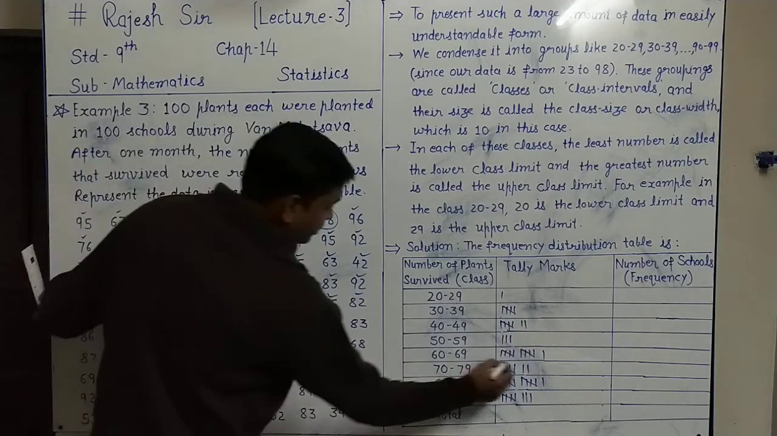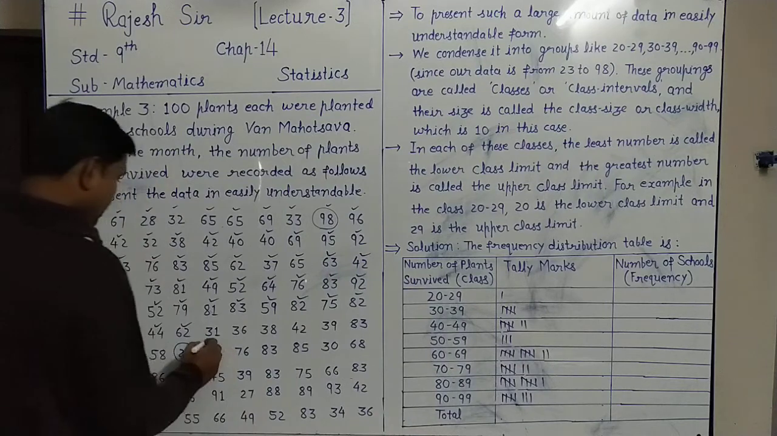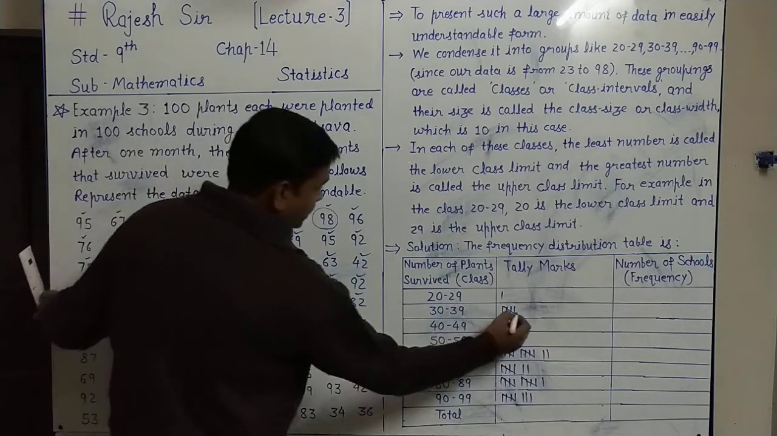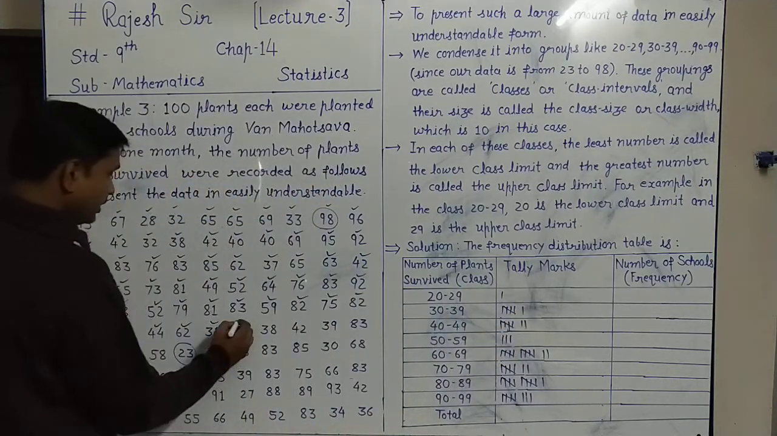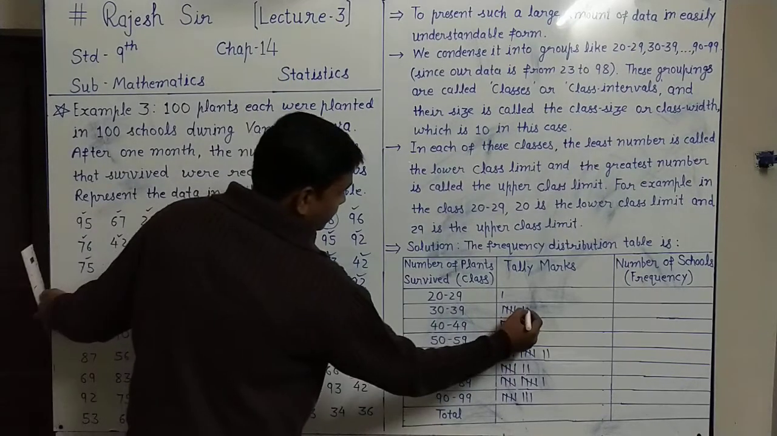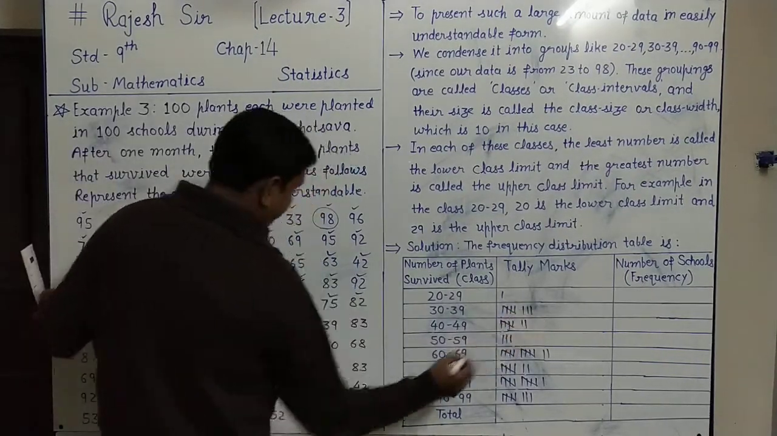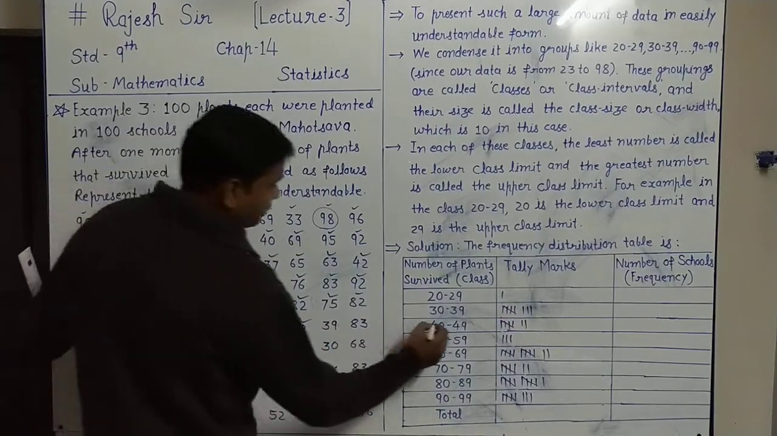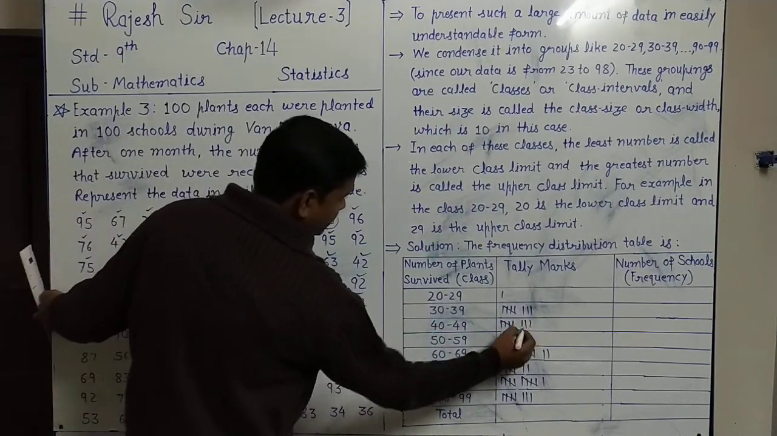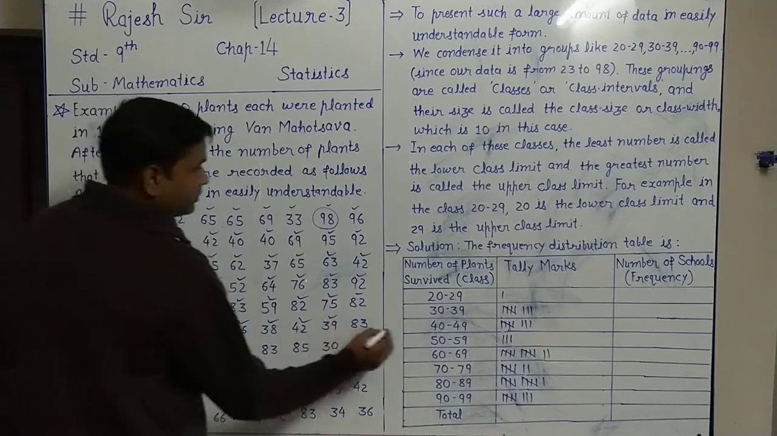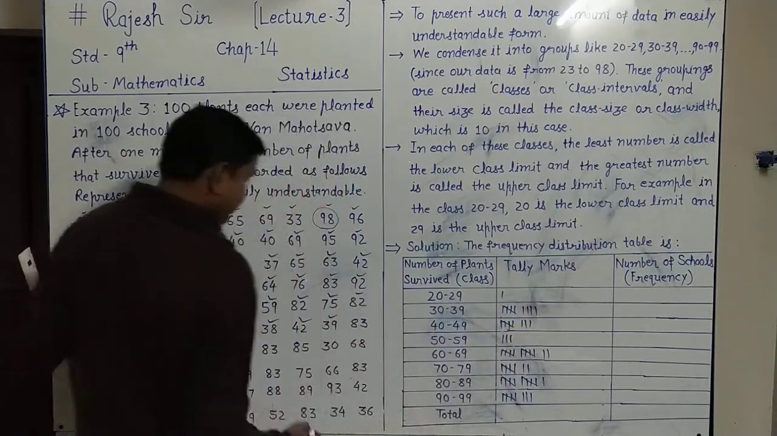62, 60 to 69. 31, 30 to 39. 36, 30 to 39. 38 in the same. 42 is 40 to 49. 39 is in 30 to 39.